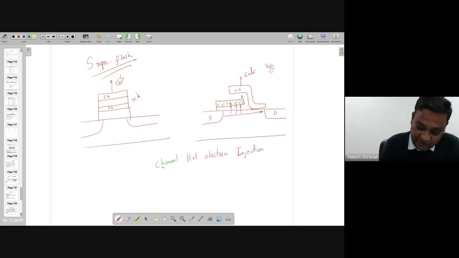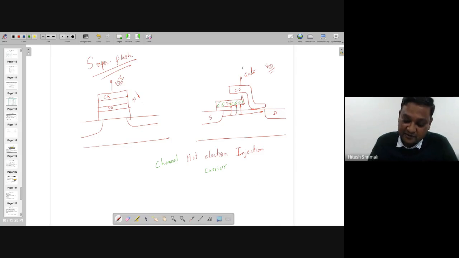Sometimes people call it channel hot carrier injection, because in the case of PMOS and NMOS, for both this is known as carrier injection, right? So this is happening when you are applying gate potential, and the gate potential is attracting these electrons, and these are being trapped in this floating gate.